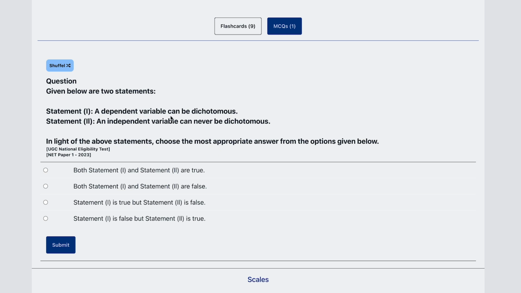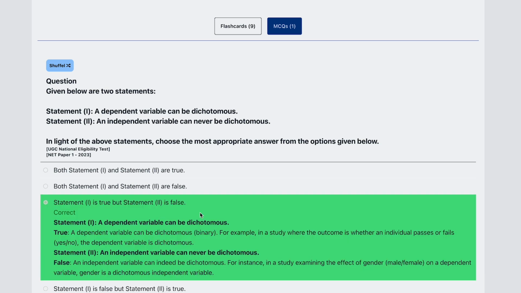Given below are two statements. A dependent variable can be dichotomous. Yes, it can be. Logit regression, probit regression are examples of it. An independent variable can never. Oh, this is incorrect. We have multiple regressions. We have again yes, no, marital status. These are all dichotomous variables. So statement 1 is true, but statement 2 is false. Perfect.